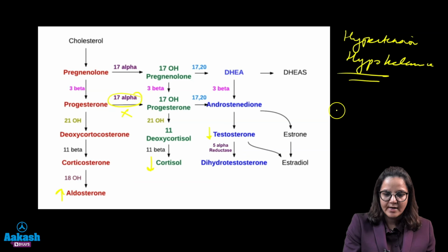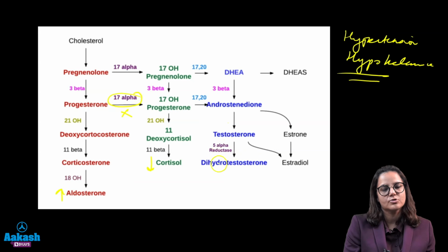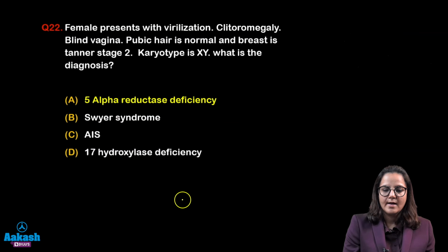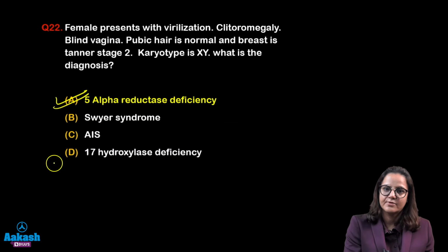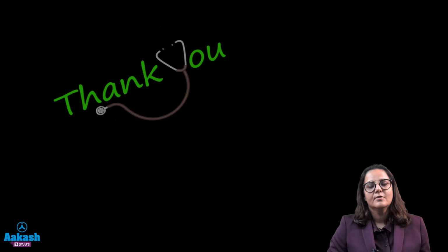Talking about 5 alpha reductase deficiency, 5 alpha reductase converts testosterone to dihydrotestosterone. So over here the testosterone levels are going to be normal, right? And therefore the answer of choice when it says that testosterone levels are normal, it will be 5 alpha reductase deficiency. Well, thank you so much.